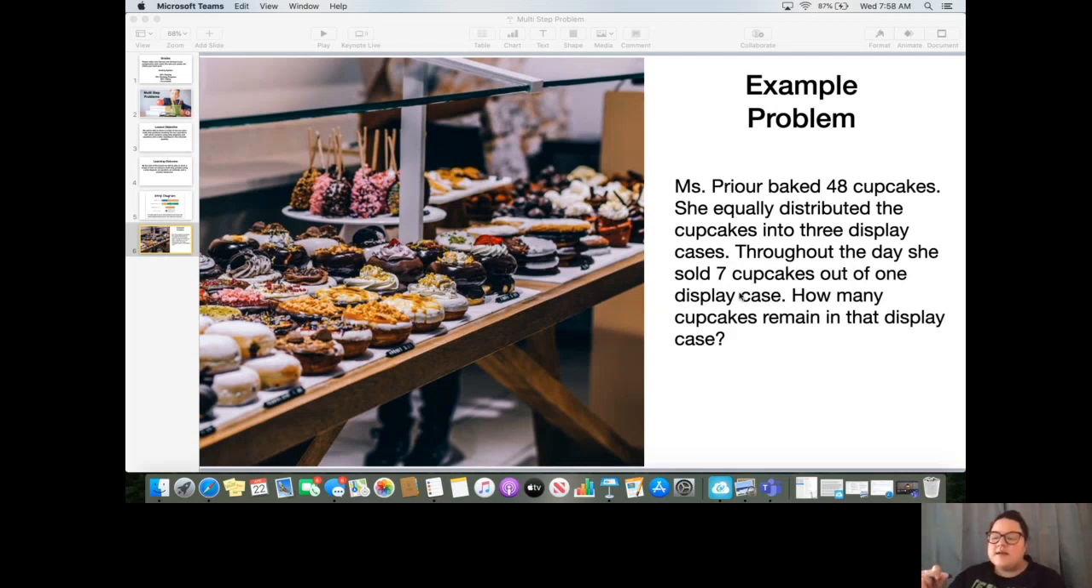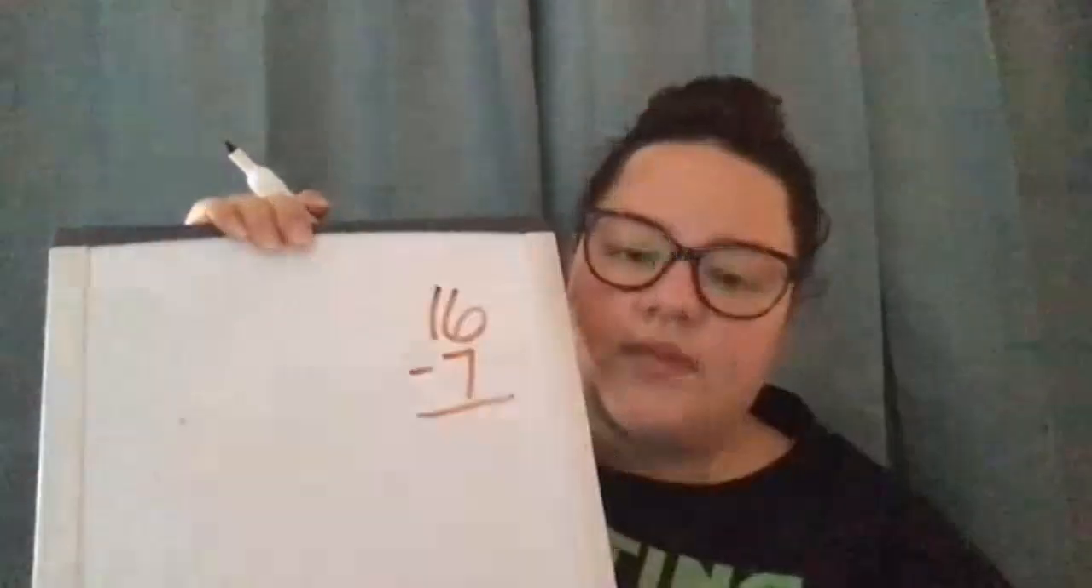Throughout the day, she sold 7 cupcakes out of 1 display case. How many cupcakes remain in that display case? So we're going to take our 16 and subtract 7. So 6 minus 7, can't do. You borrow from the tens place and make that 16. 16 minus 7 is 9. Good job.